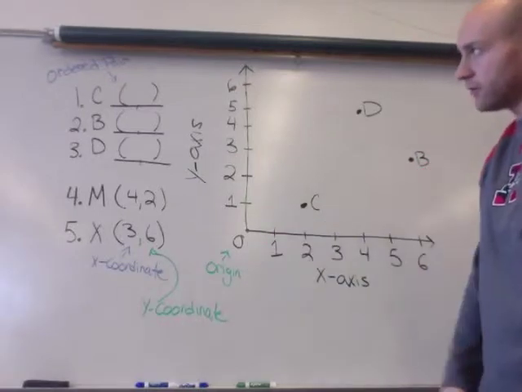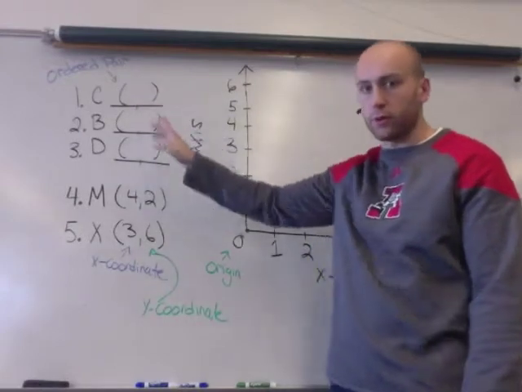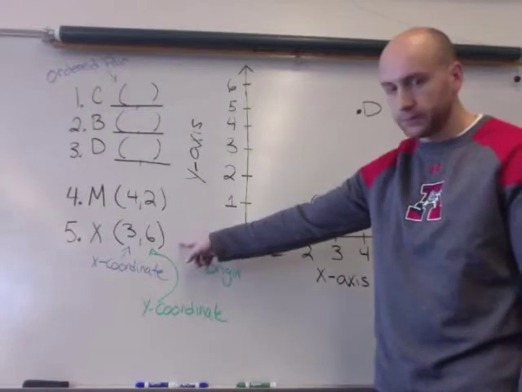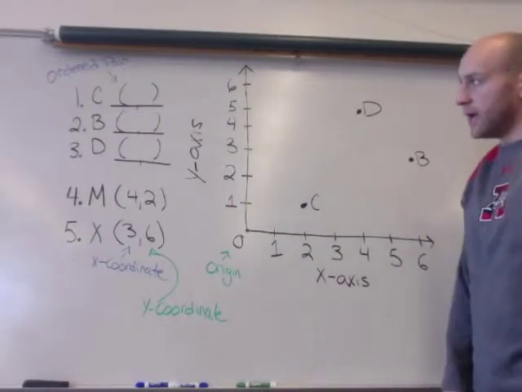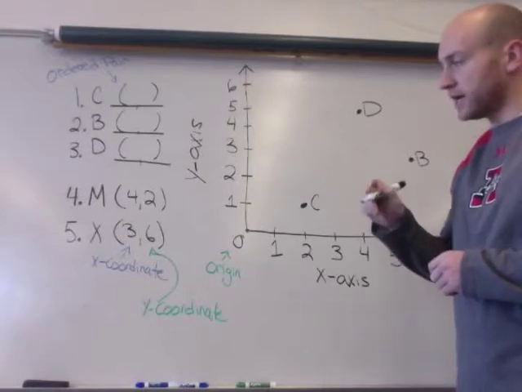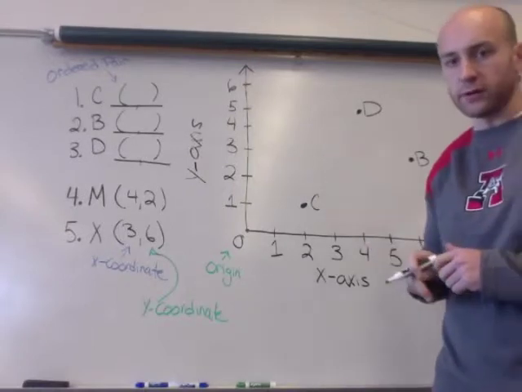Okay. The other vocabulary words we talked about today were our ordered pairs, which we'll go over in a second, and our x-coordinate and our y-coordinate. On the homework and in the book today, we worked on finding certain points and writing down their coordinates, and then we also plotted our own points on the grid.